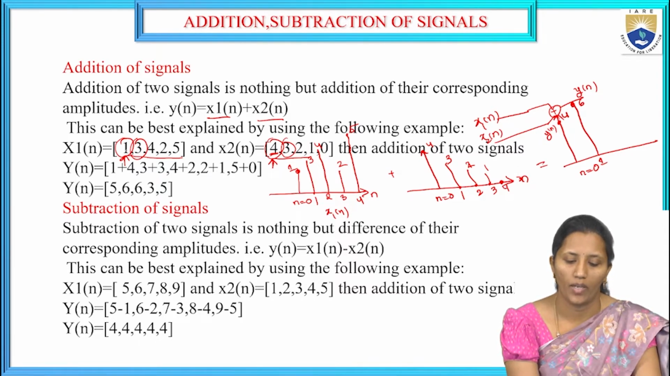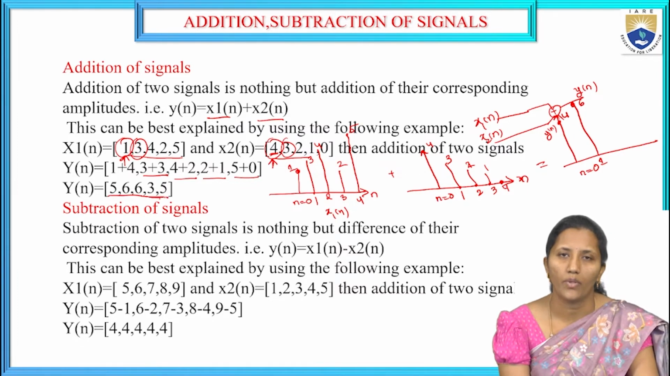So, the corresponding values we have to add for corresponding sample numbers. So, for n is equal to 0, 1 plus 4. And for n is equal to 2, 3 plus 3. And for n is equal to 2, we are going to get 4 plus 2. And for n is equal to 3, we are going to get 2 plus 1. And for n is equal to 4, 5 plus 0. The corresponding output is 5, 6, 6, 3, 5.